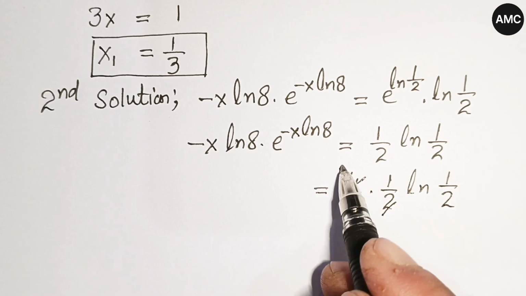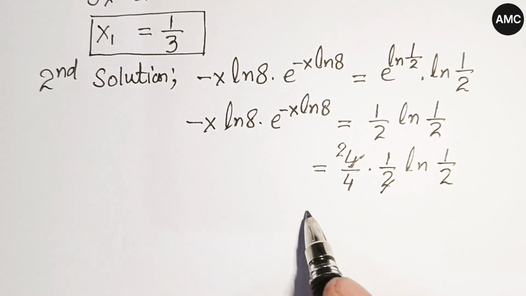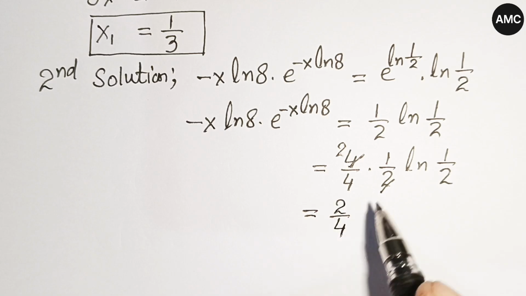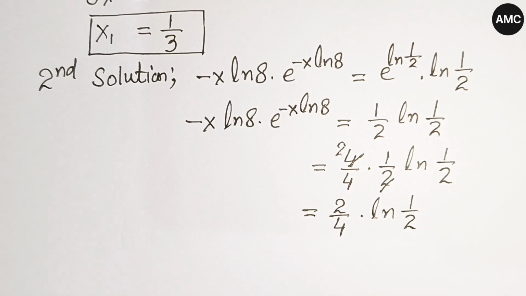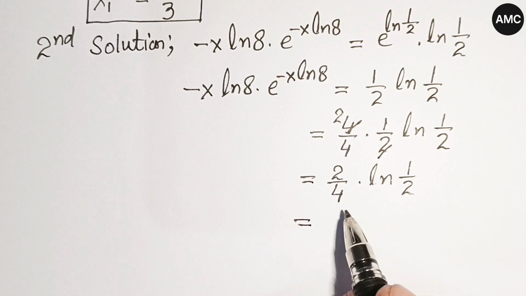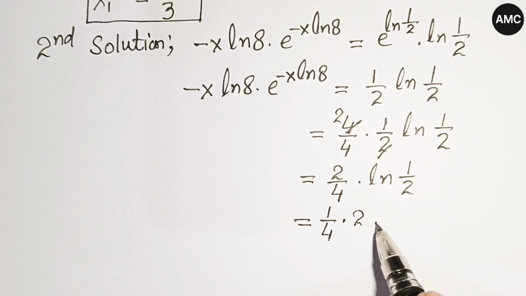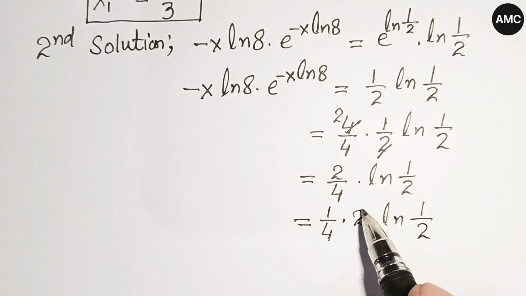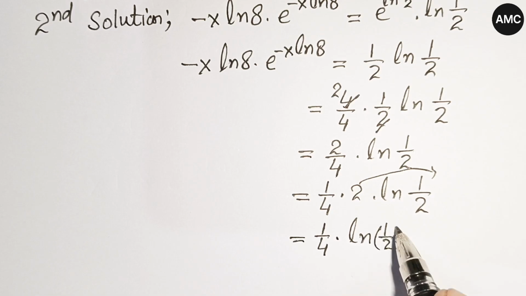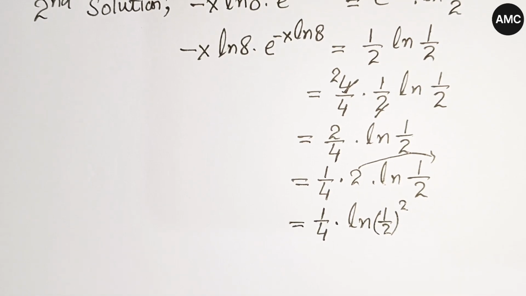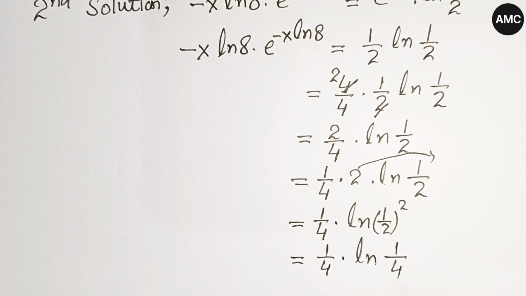Now this 2 times 1 is 2, 2 times 2 is 4, so we get 2 over 4 times natural log of 1 over 2. Now this 2 over 4 can be written as 1 over 4 times 2 times natural log of 1 over 2. Now if we shift this 2 here, then we will get 1 over 4 times natural log of 1 over 2 whole squared, which is equal to 1 over 4.